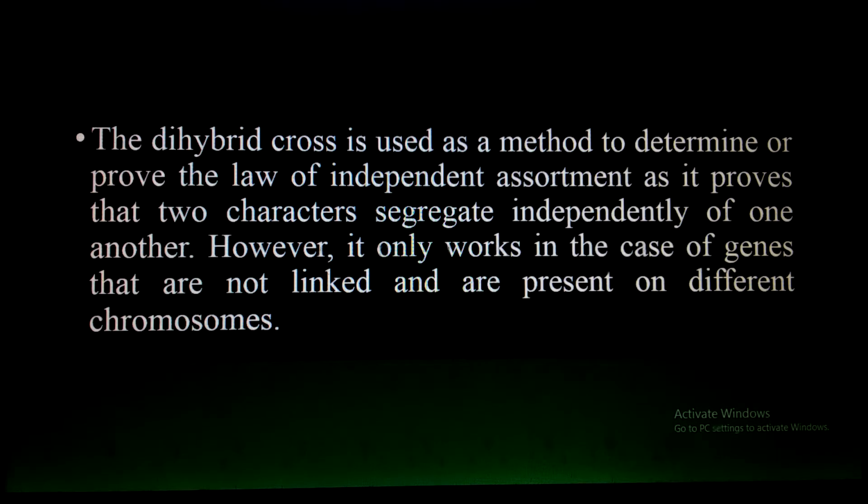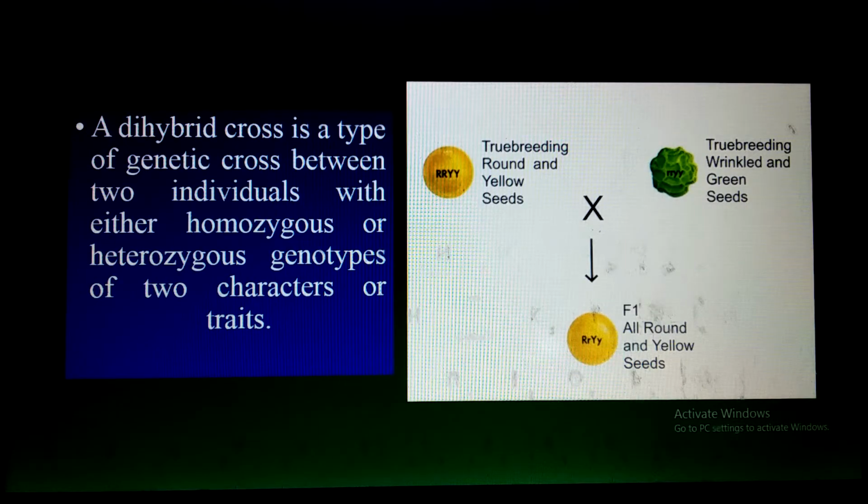Is it clear? Okay. A dihybrid cross is a type of genetic cross between two individuals with either homozygous or heterozygous genotypes of two characters or traits. As you can see here, the two contrasting characters are seed shape and seed color. Seed shape is round and yellow, and this is pure breeding round yellow, and this is pure breeding green wrinkled. So the cross between the two contrasting characters is the dihybrid cross, and Mendel's law of independent assortment follows this dihybrid cross.